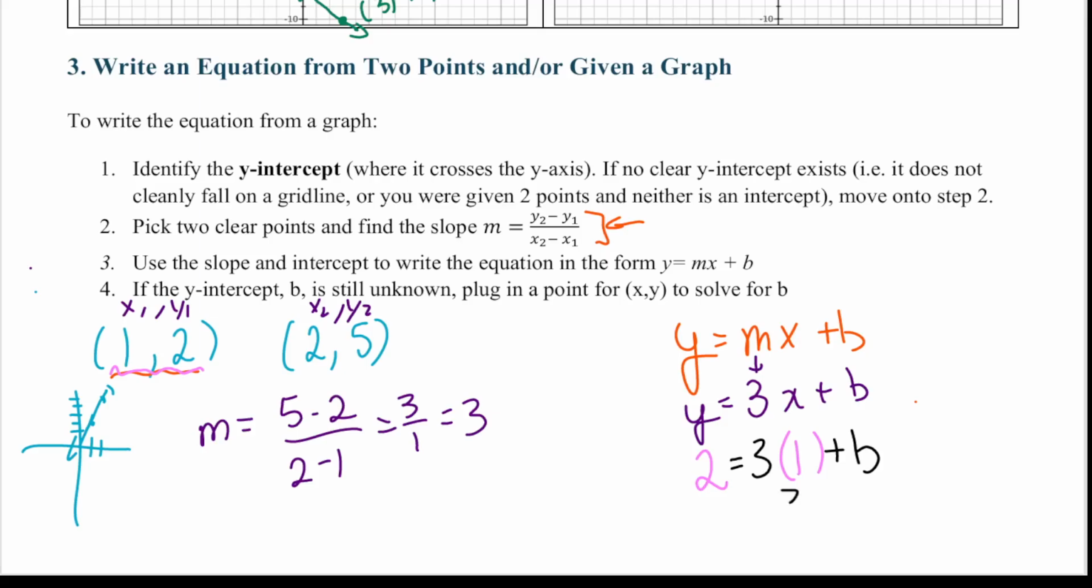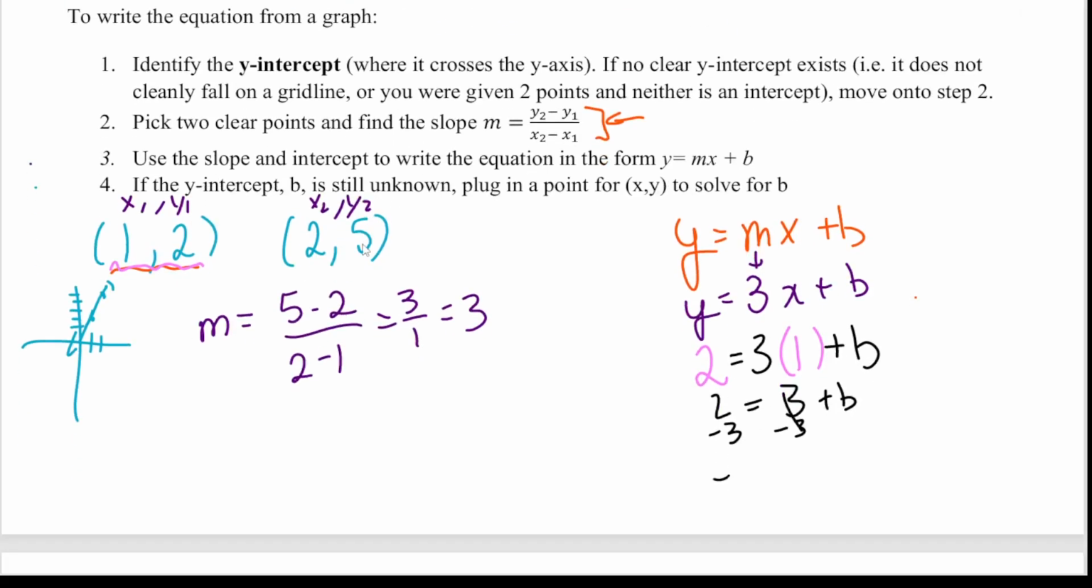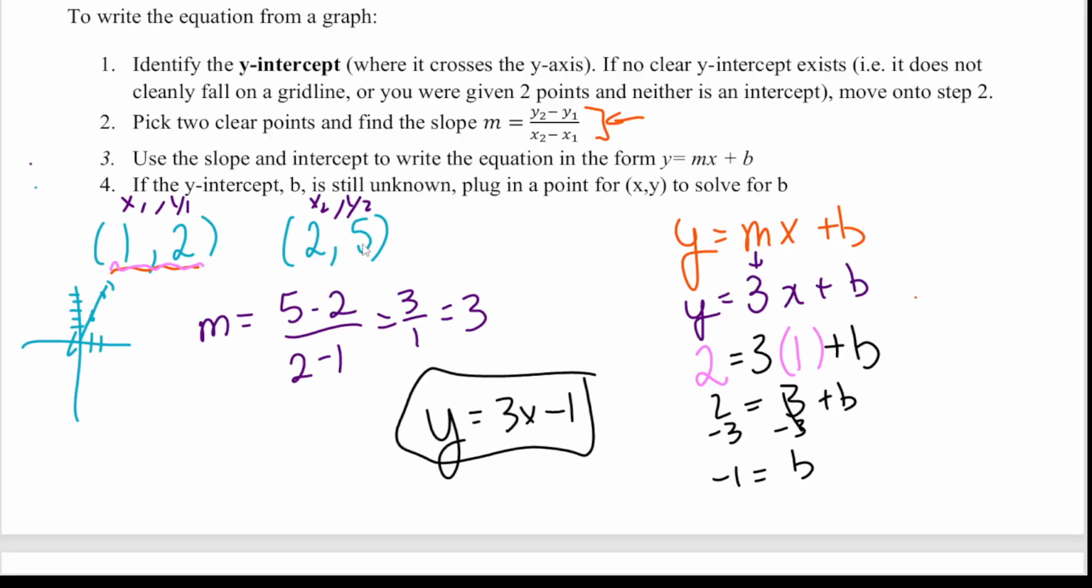3 times 1 gets you 3. Subtract 3 from both sides to get you b is -1. So you must have just missed that. In this case it was still a nice, beautiful integer that you just didn't quite read from your point of view on the graph, that it would be -1 there. So yeah, just something to keep in mind.